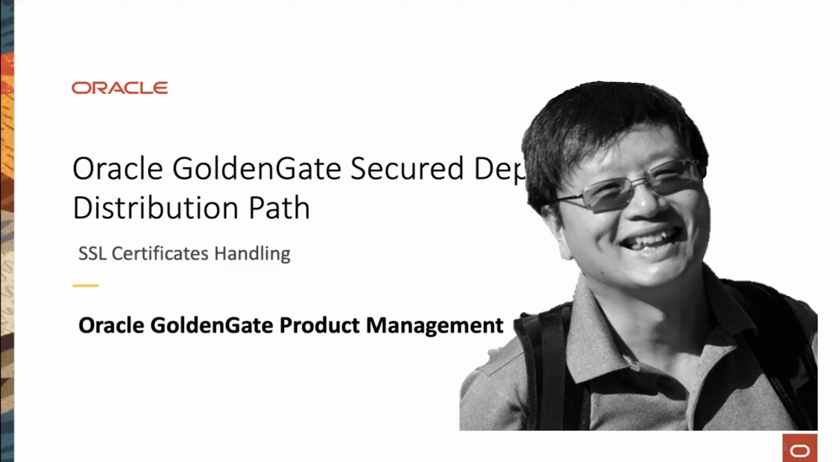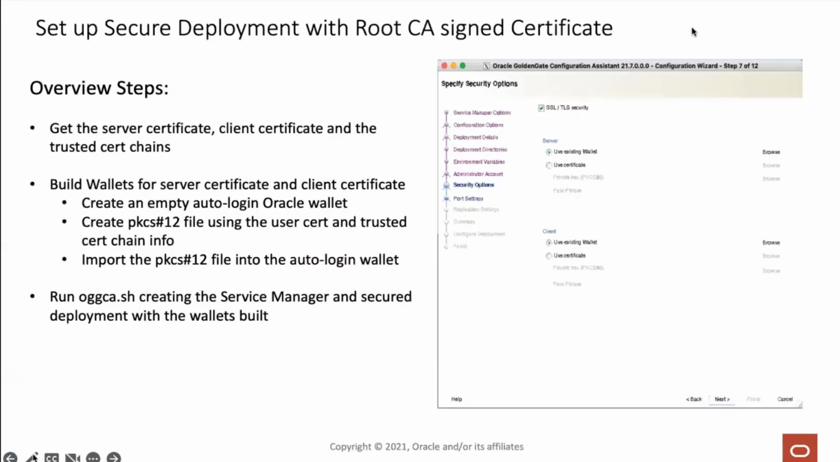Today, I want to share with you the GoldenGate secure deployment creation and also how to set up the distribution path using the SSL certificates. During the GoldenGate deployment creation, you have a choice to choose whether you want to create a secure deployment or unsecure deployment. We already had the demo video on the unsecure deployment, and today's focus is to show you how to create a secure deployment and how to provide the certificates.